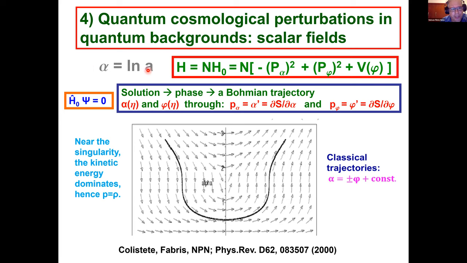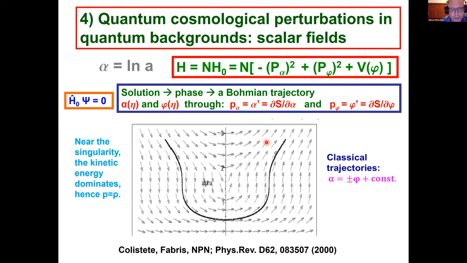This alpha here is log of A. The Hamiltonian of the system, coming from general relativity, is a constraint, and this constraint contains the momentum canonically conjugate to alpha, the momentum canonically conjugate to phi, which is the scalar field, and there is a potential. Okay. So now we quantize, and H0 must annihilate psi. You can find solutions for this. The solution is the phase, and the phase is the Bohmian trajectory that you can calculate. And these are the results that we obtained already in the year 2000.